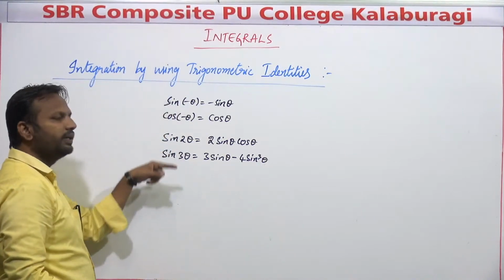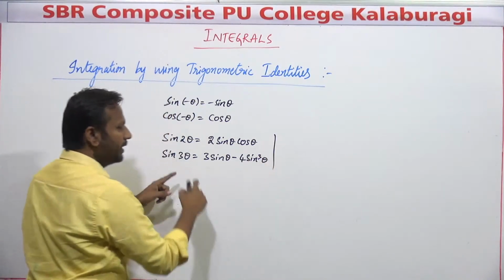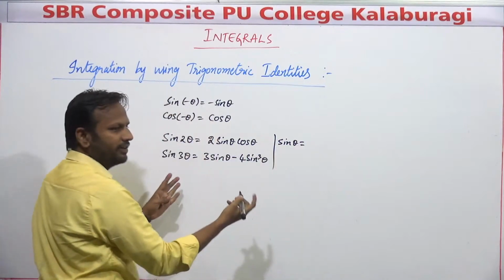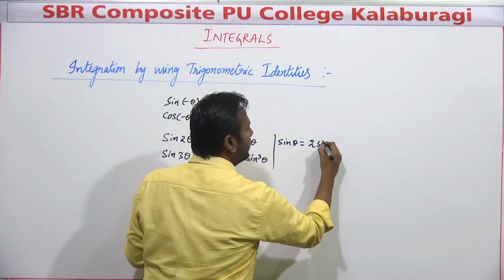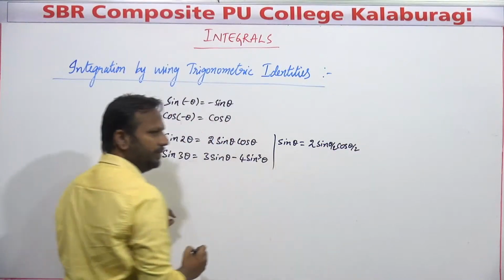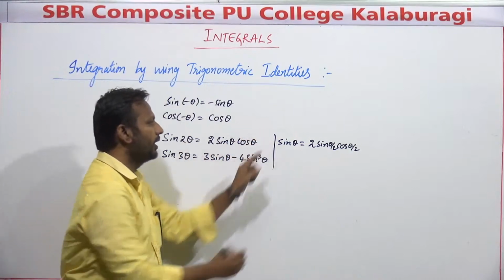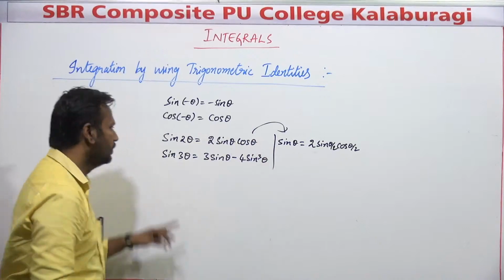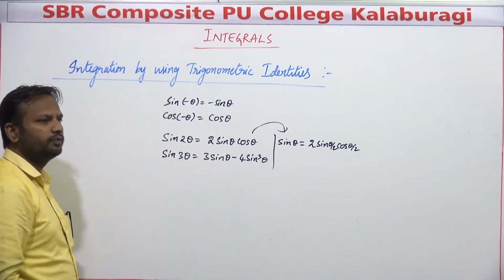You can convert into half angles also. How do you write sine theta in half angles? It can be written as 2 sine theta by 2 cos theta by 2, right? This sine 2 theta you can convert into half angles also as like this. Sine 3 theta we know is 3 sine theta minus 4 sine cube theta.